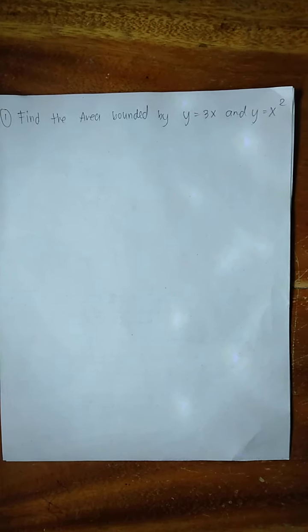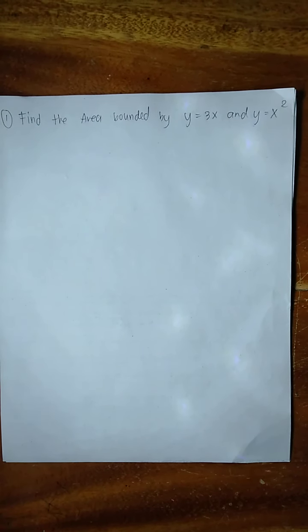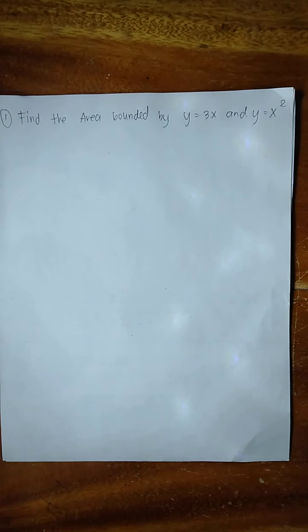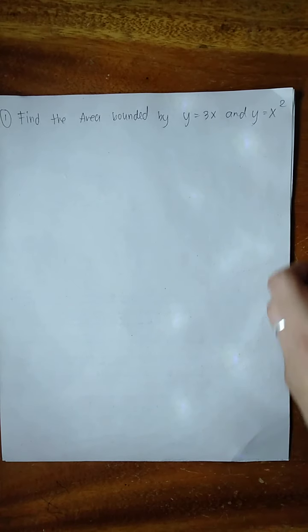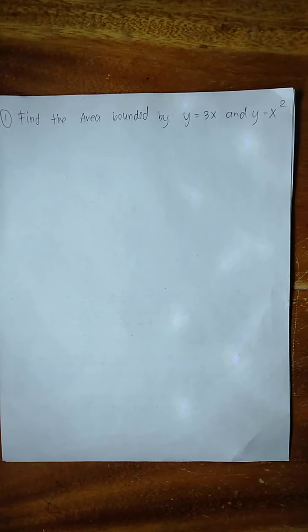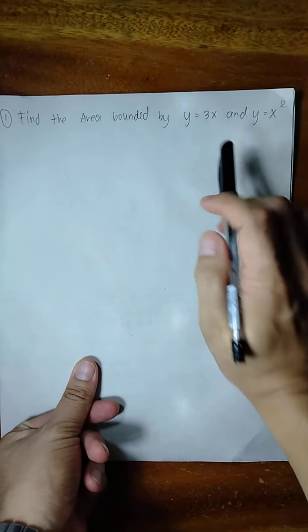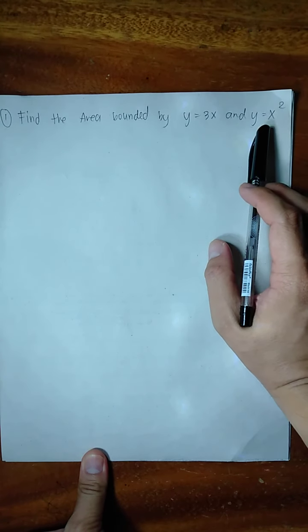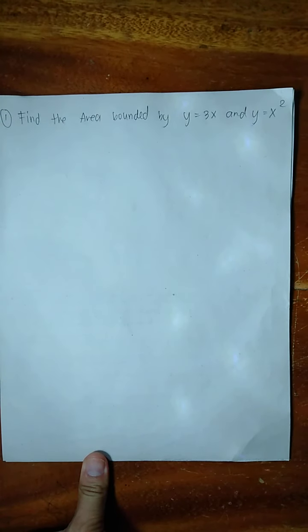Okay guys, so let's solve problem number 1. Find the area bounded by the curves y = 3x and y = x squared. Upon inspection, we have two functions. One is a linear function, a line equation, which is y = 3x, and the other is a quadratic equation, a parabolic equation, which is y = x squared.